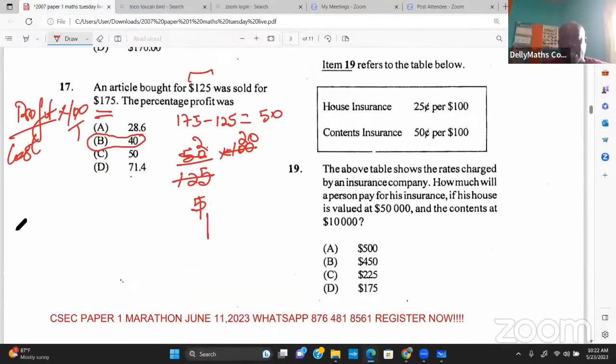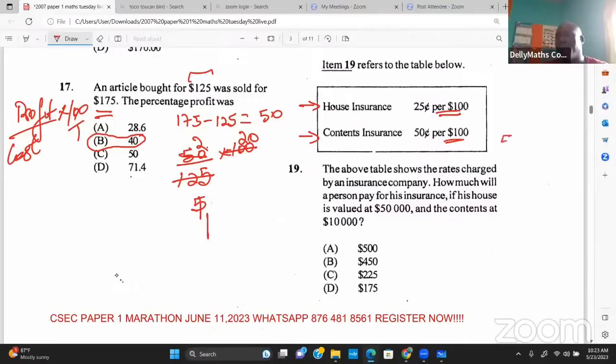All right, let's look at number 19. Number 19 says, in reference to this table below, we have house insurance and contents insurance. For the house insurance, it's 25 cents per 100. Very important: per 100 is very important. Contents, 50 cents per 100. So let's say we're working them out one at a time. If the house is valued at 50,000.